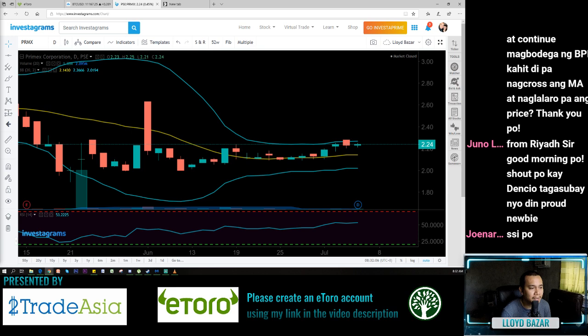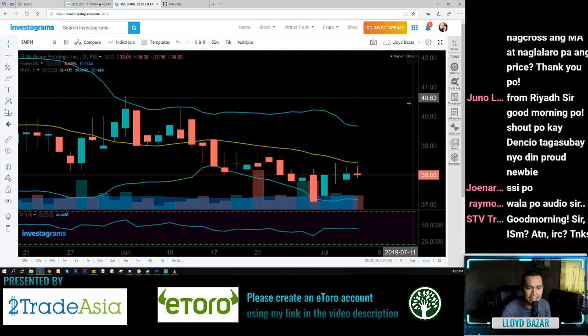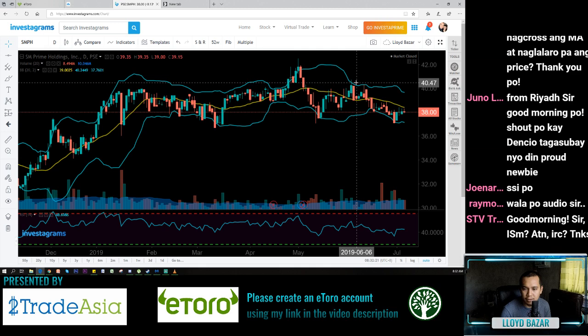SMPH at 38 will go up or down? Sabi ni Cole, downtrend 37.75. Mura na po ba siya? Si SMPH, medyo challenging si SMPH ngayon. We're seeing a downtrend for SMPH kasi.